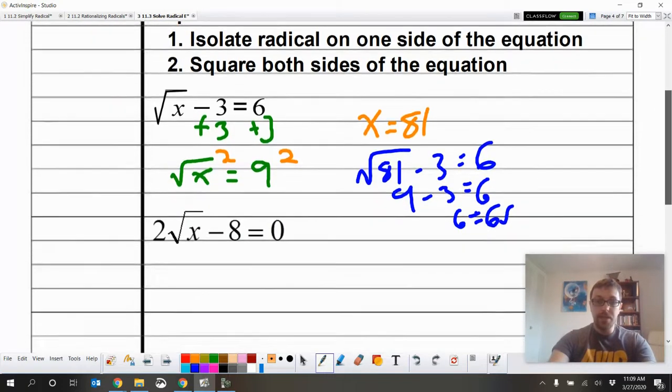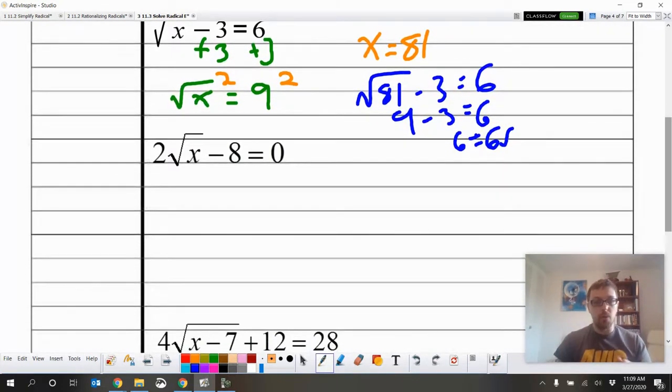Okay. Now, this next one, we're going to have to do a little bit more work in order to try to get that radical by itself. We've got a minus 8 and a 2. Just like you would if this was 2x minus 8, you would get rid of the minus 8 first and then the 2. We're going to do the same thing here. We want to get rid of that minus 8 first, so we're going to add 8 to both sides. Let's clean that up. All right. Add an 8 to both sides.